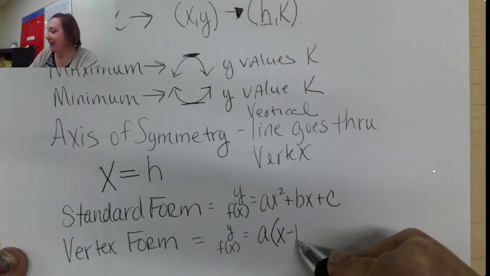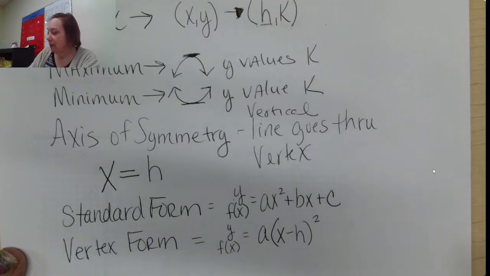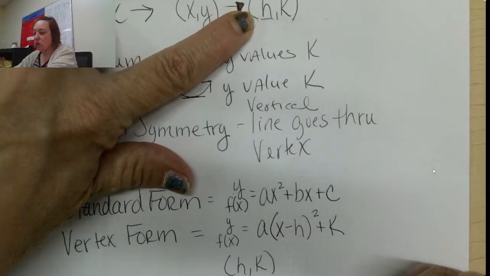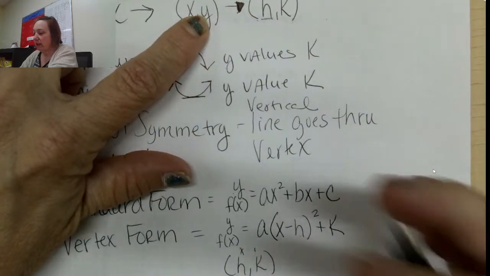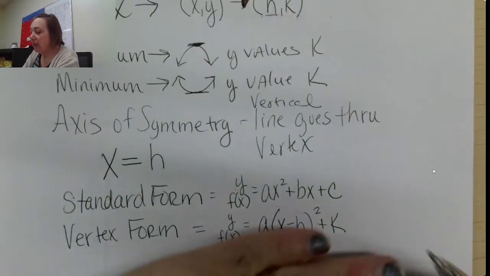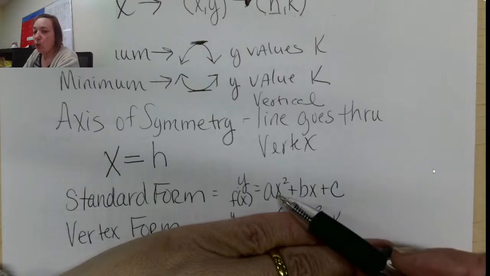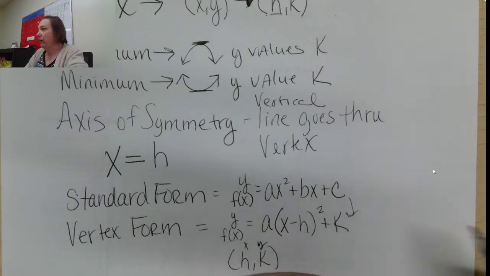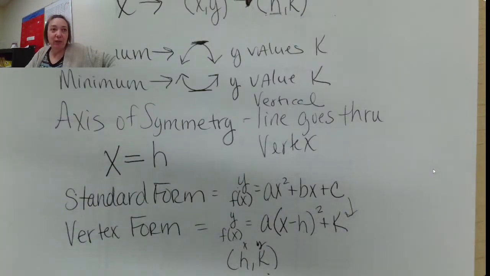X minus h parentheses squared plus k. Now remember, this a is the same thing as this a, but this h and this k, those are our vertex values, our h and our k, right? This h and k, which is just our x and our y from our vertex. That's all that is, our x and y from our vertex. Now, if you have standard form, it looks like this, we can go from this to this with just a little bit of math.